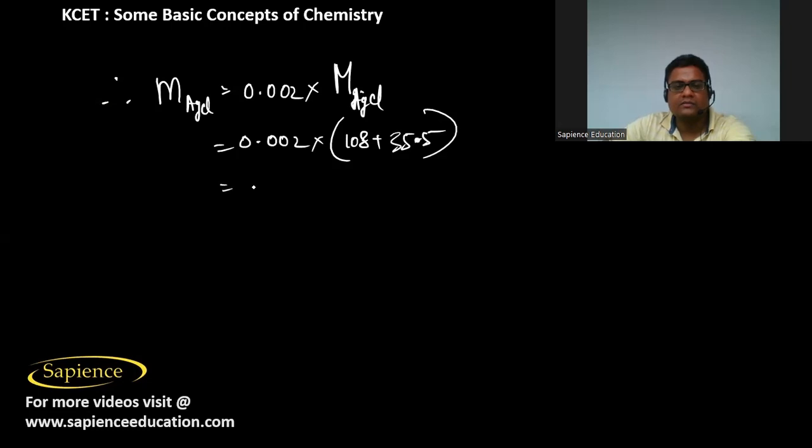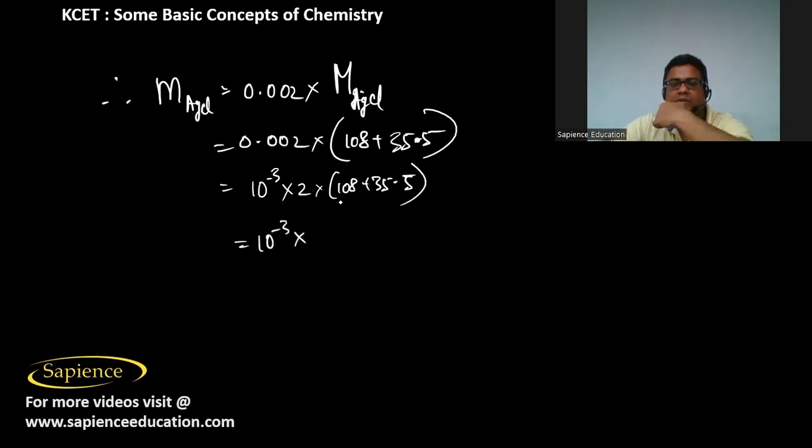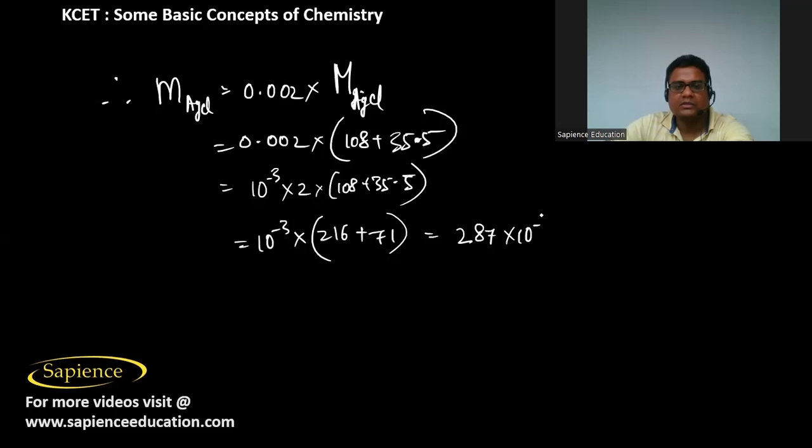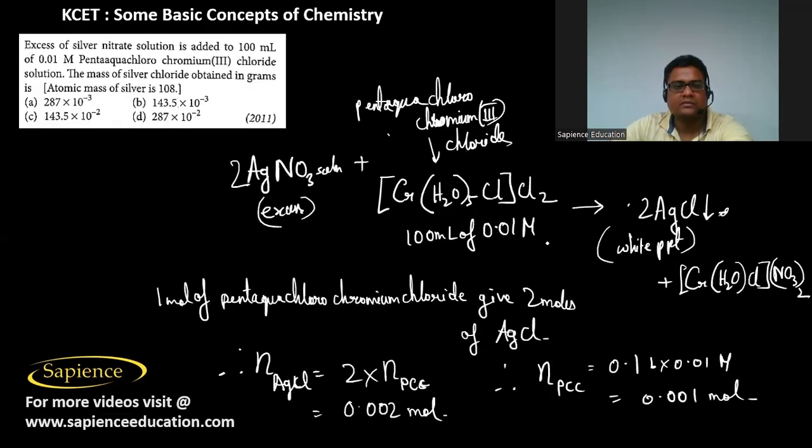So this is 10 power minus 3, I can write, into 2 into (108 plus 35.5). So this will be equal to 10 power minus 3 into (216 plus 71). So this is 287 into 10 power minus 3 grams. Okay. So it means that option A is the correct answer.